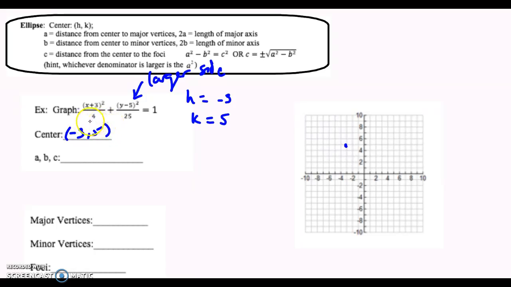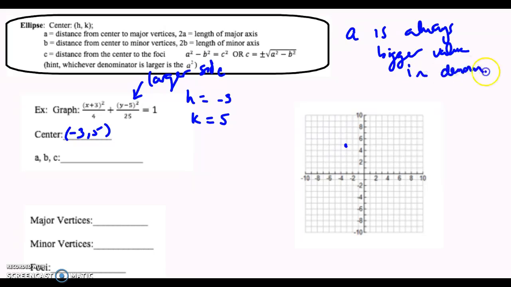My a and b values. Notice this value here is actually bigger. So I'm going to call this value my a. A is always going to be the bigger value. And I'll just make a little note. A is always the bigger value in the denominator. So here my a squared value is 25, which means my a value is 5. My b value is going to be 2 by taking the square root of 4.